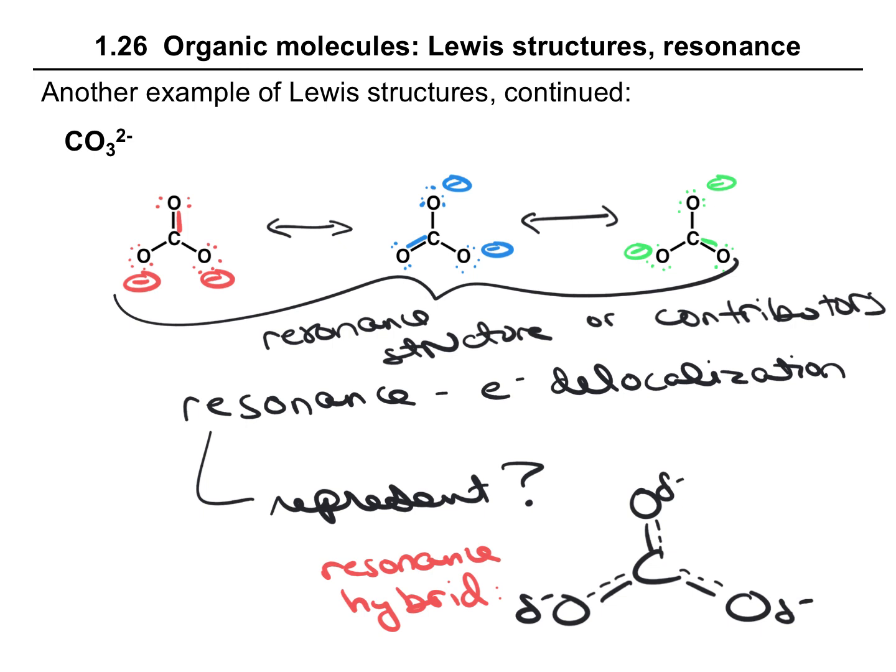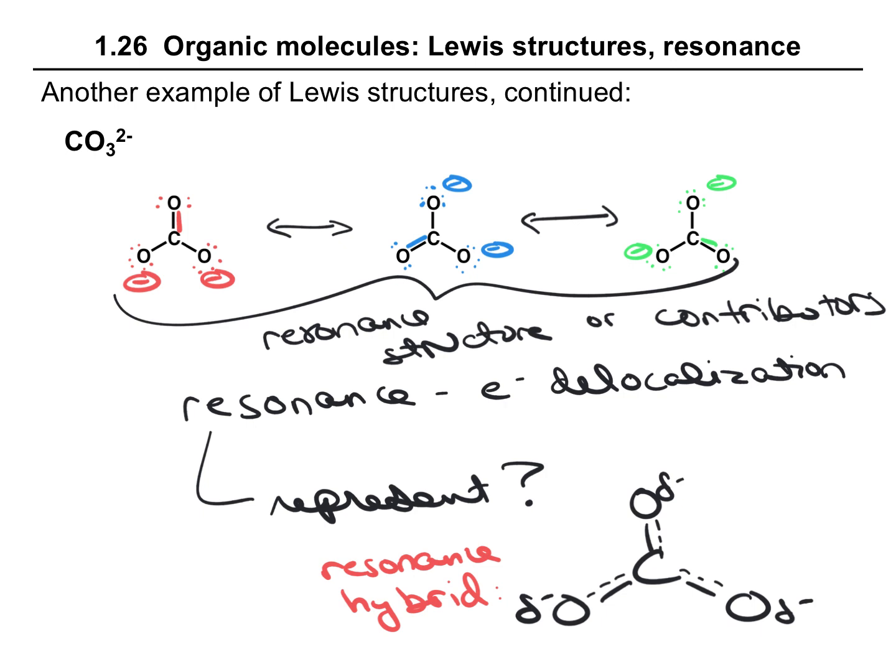We're going to talk more a little bit later about resonance. For now, I want you to consider the possibility that there are multiple Lewis structures that can be drawn for some compounds. I want you also to consider the fact that while these are representations, none of these actually exists, and the hybrid is what actually exists.